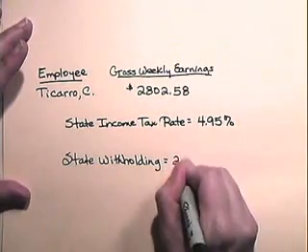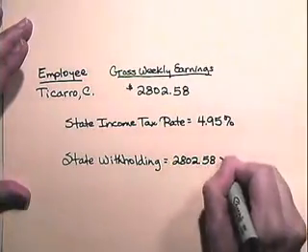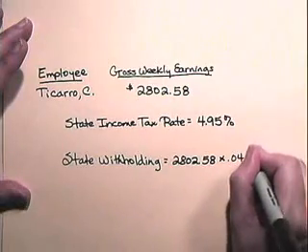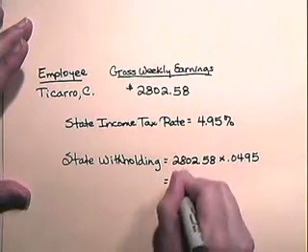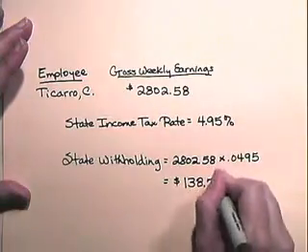It will be $2,802.58 times 4.95%, 0.0495. So the state withholding tax will be $138.73.